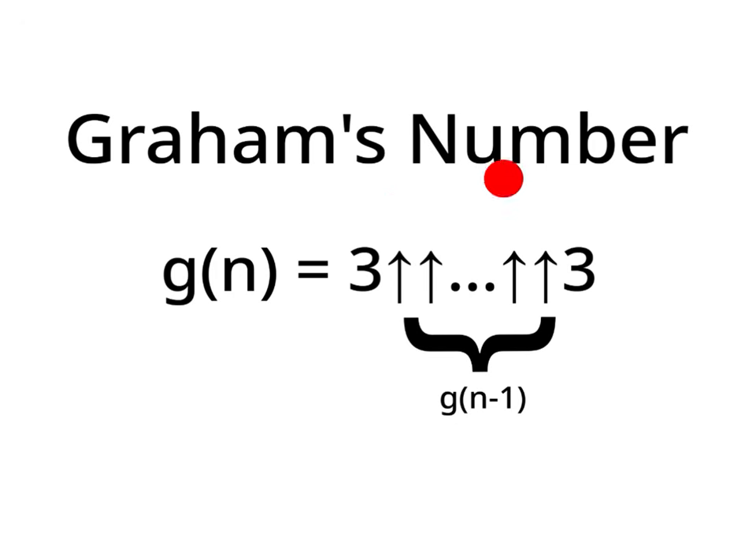So, in Graham's number, we've got the G function, since G64 is Graham's number. So, Gn is equal to 3 with Gn minus 1 arrows to 3. If you don't know what Graham's number is beforehand, this will make absolutely no sense to you. So, try and find out what it is first before watching this.